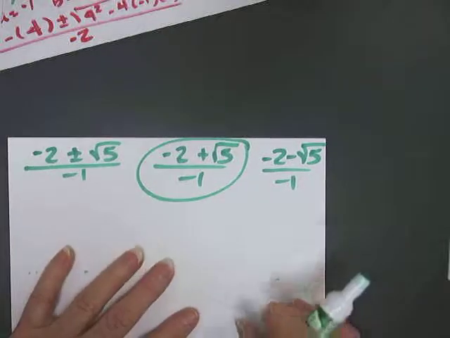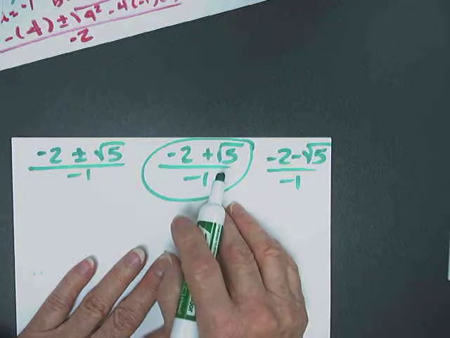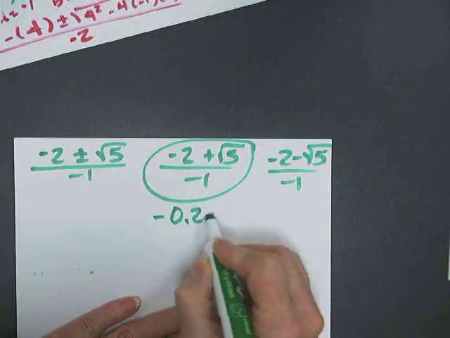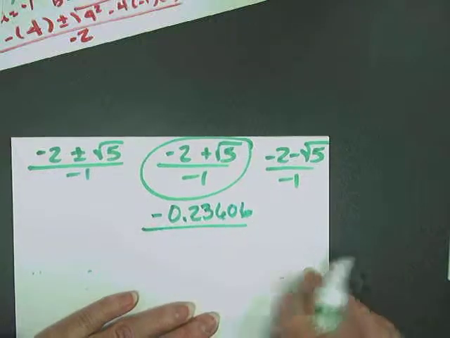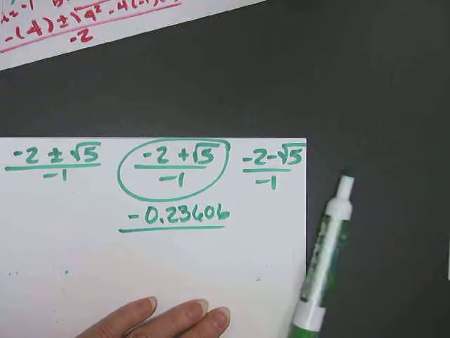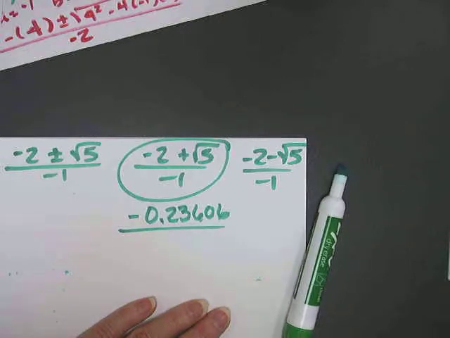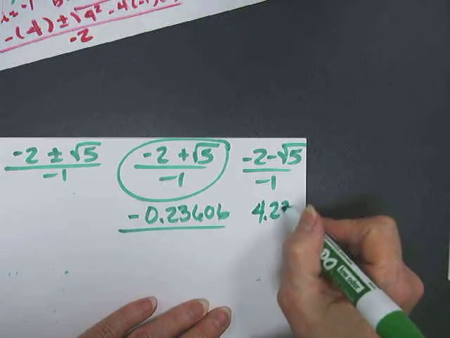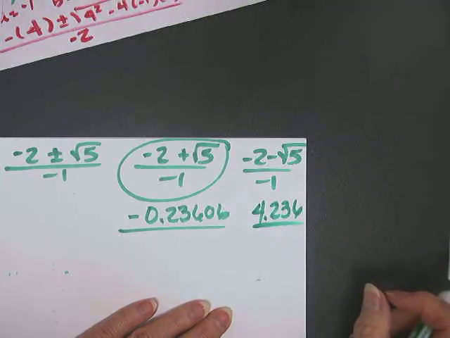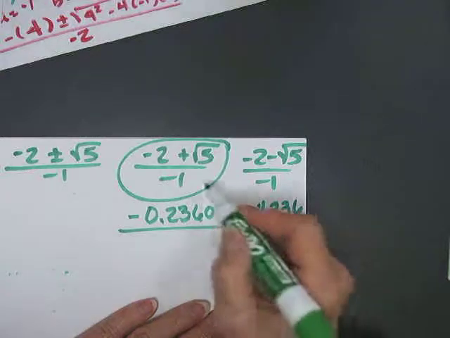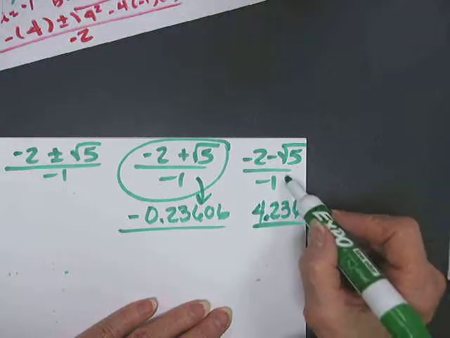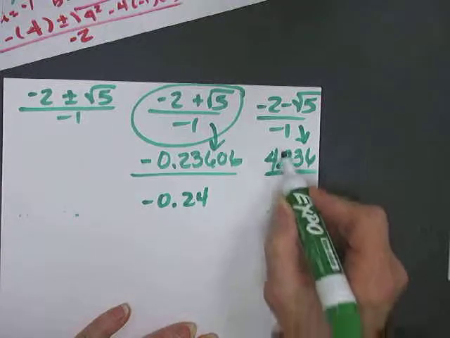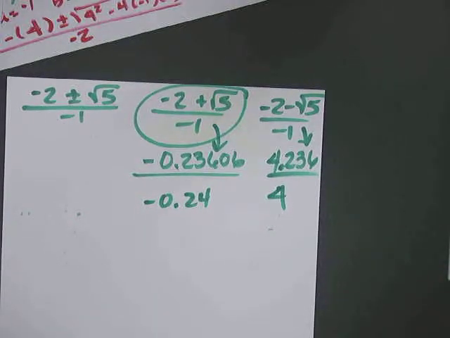So what does that come out to? Somebody? Negative 2 plus square root 5. Negative 0.236, is that what you got? That's what I got. Okay, that's that way. Now do that way. Negative 2 minus square root 5. 4.236. Yep.